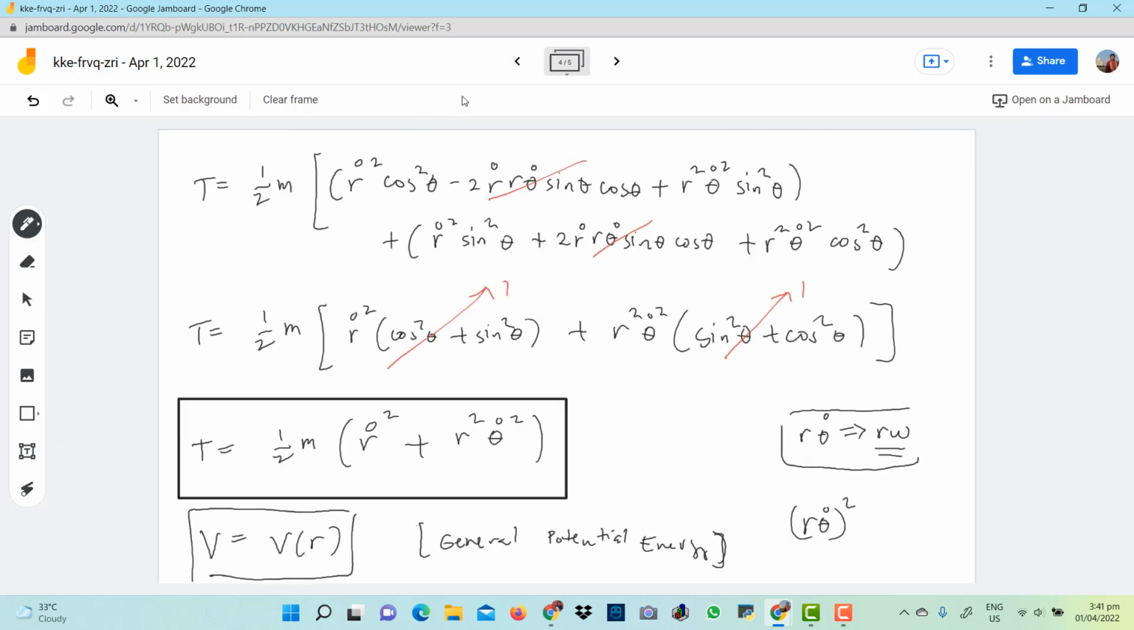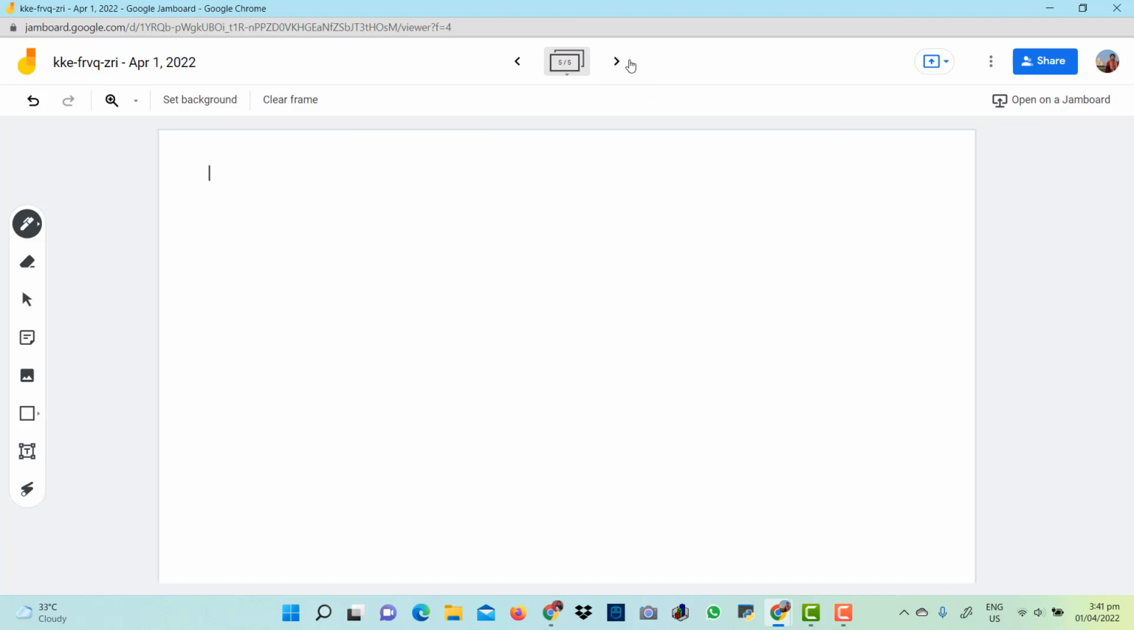So my Lagrangian is just equal to T minus V, which is equal to one half m r dot squared plus one half m r squared theta dot squared, the rotational part, minus V as a function of r. Now take note, the potential can be solved if I have a specific function for my central force.